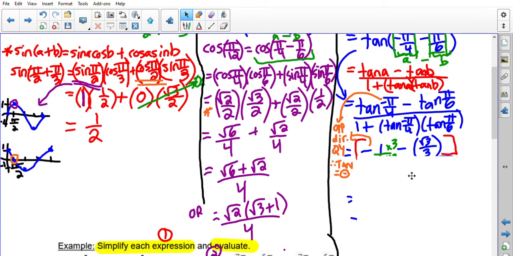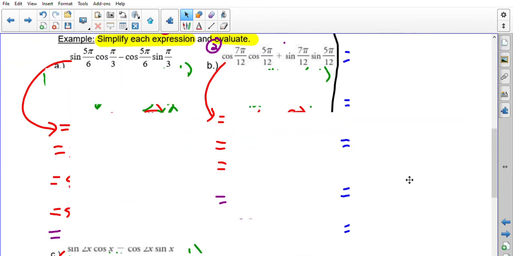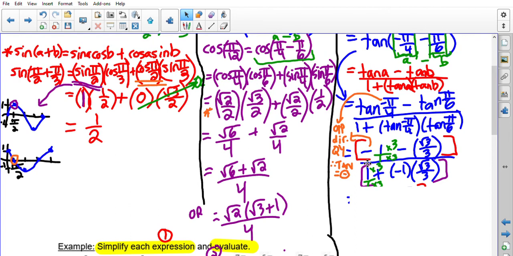Okay. Now divided by, okay, so just to make it a bit visually easier to see, I've put the numerator in red square brackets, and I've put the denominator in purple square brackets, just because it might look a little busy. So now we're doing 1 plus, and then the value from the top, so 1 plus negative 1 times root 3 over 3.